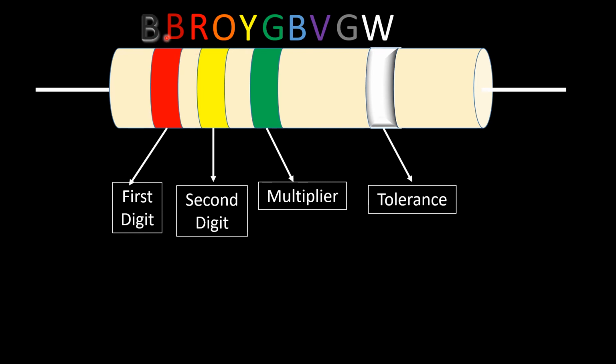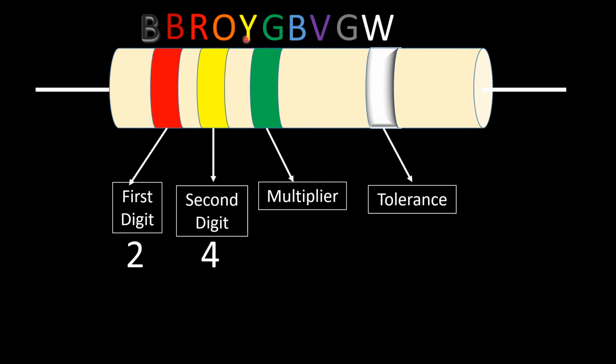0, 1, 2. So the first digit of my resistance is 2. Okay. The second digit is the number corresponding to yellow. Which number do we have corresponding to yellow? So again 0, 1, 2, 3, 4. So the second digit of the resistance is 4.